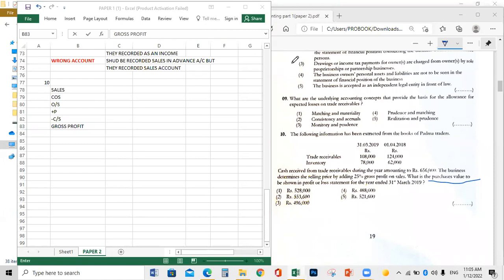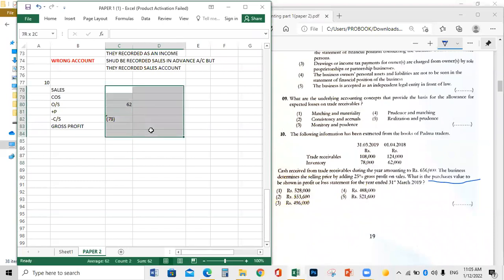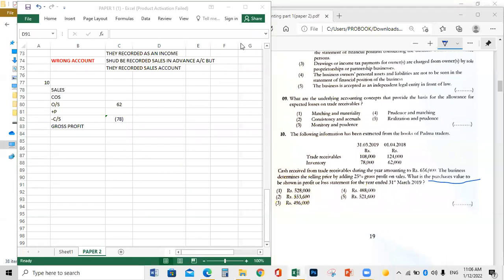Okay, so now see here, they have told you opening inventory is 62,000. So record here opening inventory 62. Closing stock is given, that is going to be 78,000. And then they have given you trade receivable, guys. If they have given you the trade receivable information, what is the first thing you need to think? Why have they given it? To find what? Very good, to find the sales. Guys, through the trade receivable account, you can find how much is the sales.